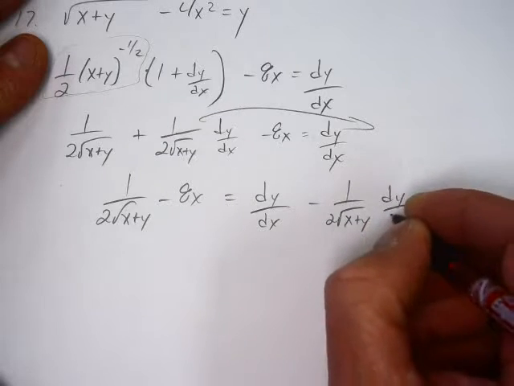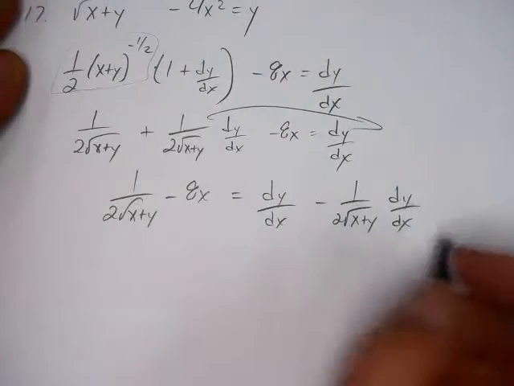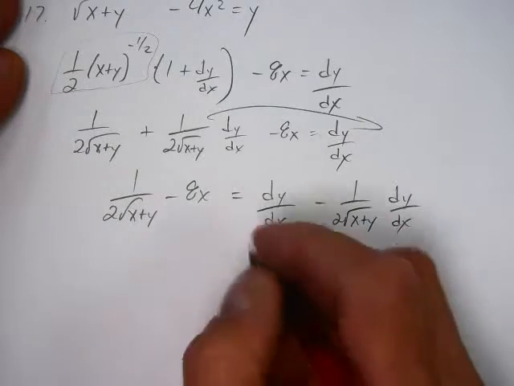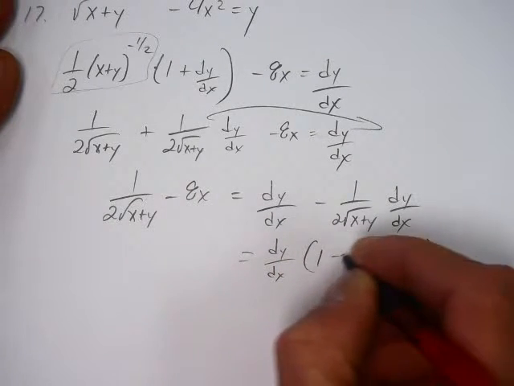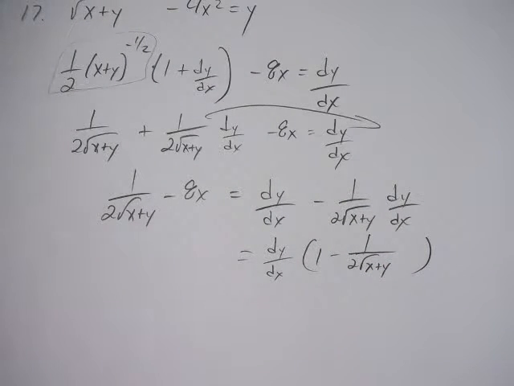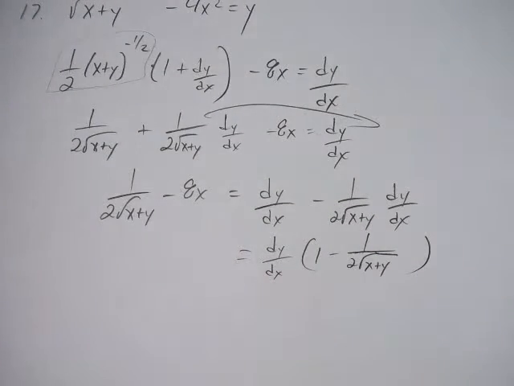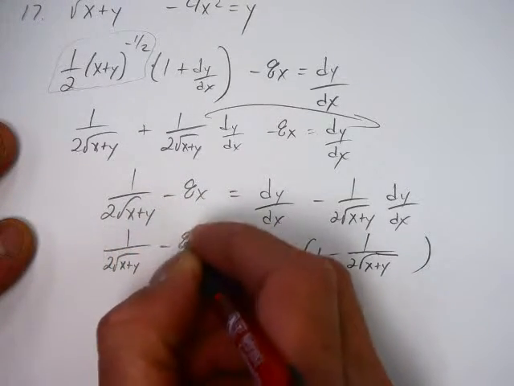Now I can go ahead and collect things a little bit better. But I foresee a problem here, so I'm going to go ahead and finish this out. Let's go ahead and scoot that to the other side. Okay, now what? Well, what I'm going to have to do is figure out what I have to divide by. So if I take out a dy dx, I'm left with 1 minus.